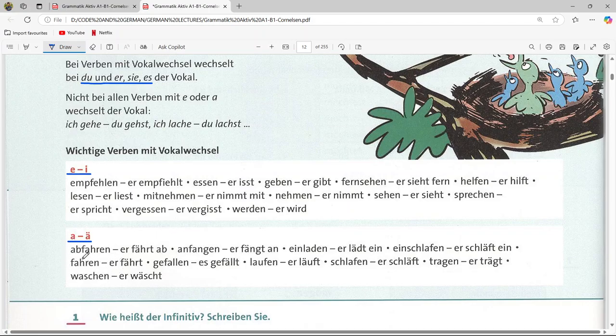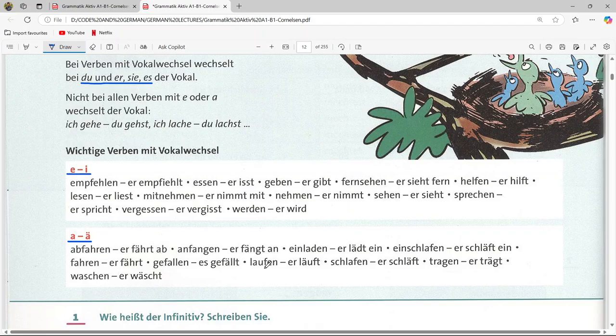This verb like abfahren, so we consider this one. This is a Trennbares verb. I will talk about Trennbare Verben in the next lecture. So fahren, this a is changed to fährt. Fangen, to begin, this a changed to umlaut ä. Einladen, to invite, so laden, this changes. Einschlafen, so for this schlafen the a changed. Fahren, a changed. Gefallen means to like, fahren means to drive, schlafen means to sleep, einladen means to invite.